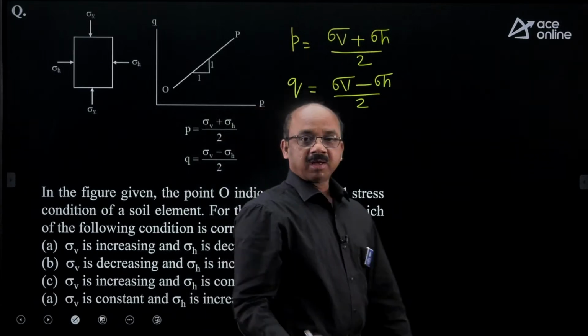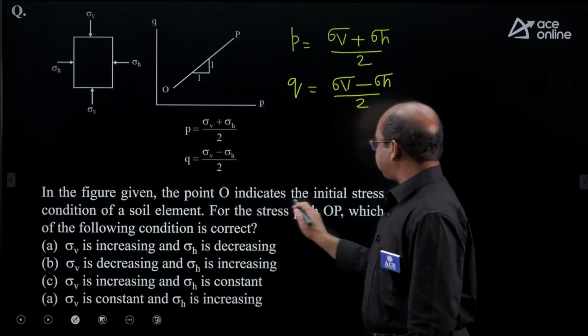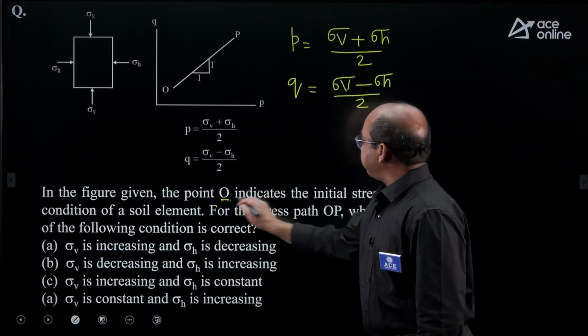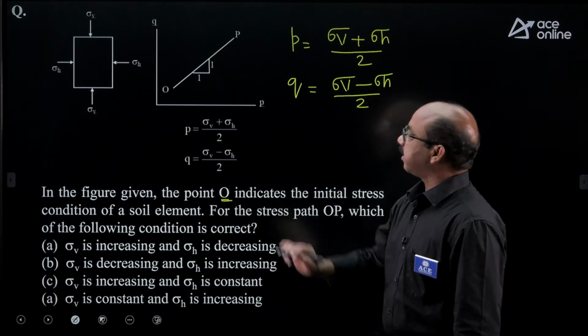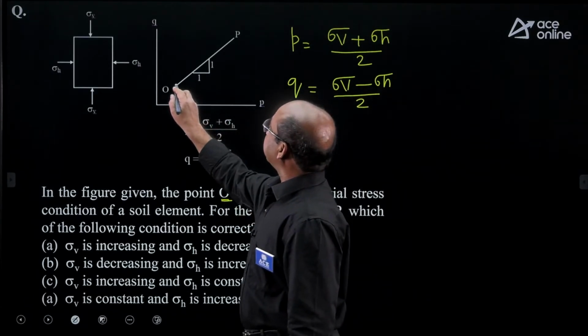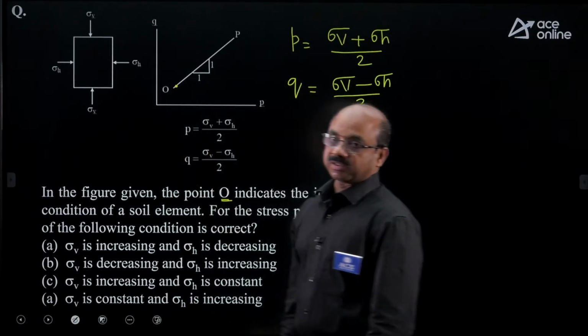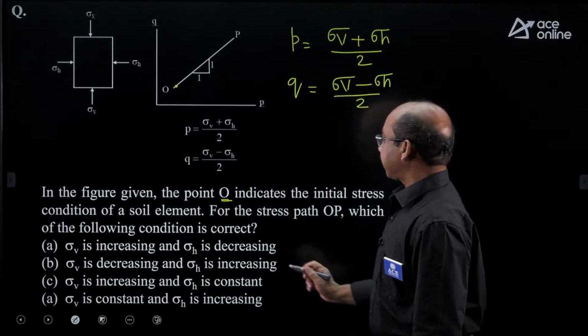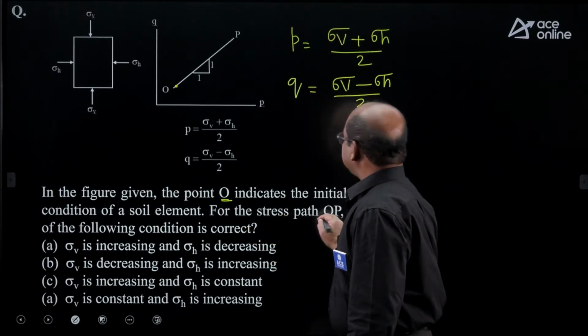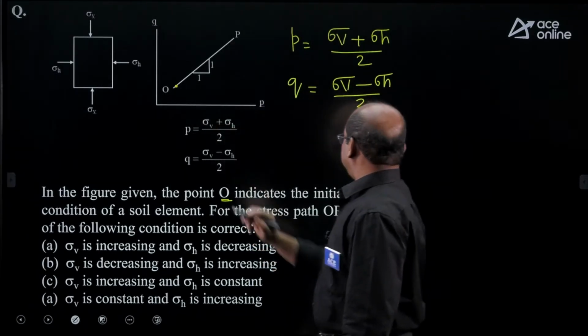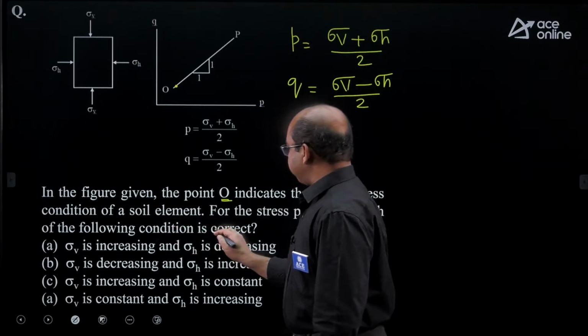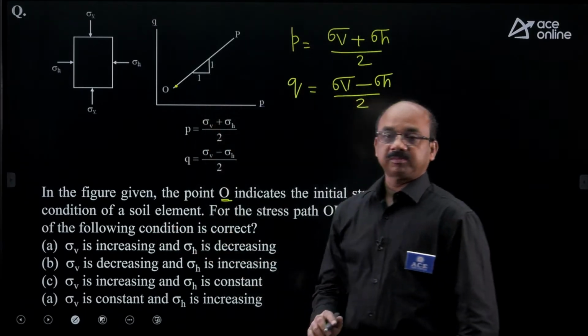The question here is, you are given the initial condition of the soil. The point O indicates the initial stress condition of the soil element. This is the point O, which is the initial stress condition. The stress path OP, you are given already there. For which of the following conditions is it going to be possible?